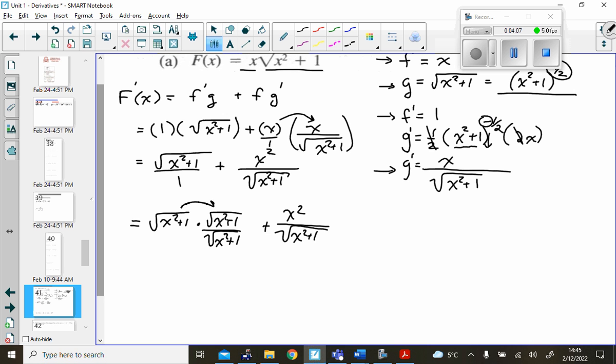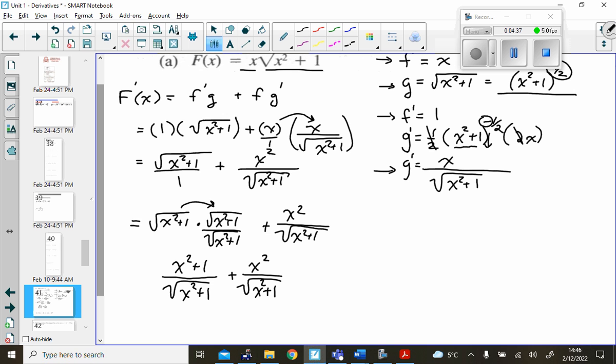So when you multiply the root by itself, the root cancels. You're left with x squared plus 1. In the bottom, you have the square root of x squared plus 1. The second term is just x squared over square root of x squared plus 1. Now you can add those up. You just combine the denominators together.